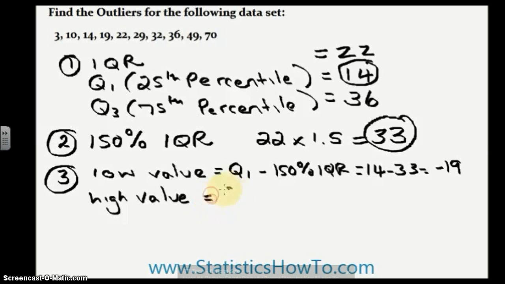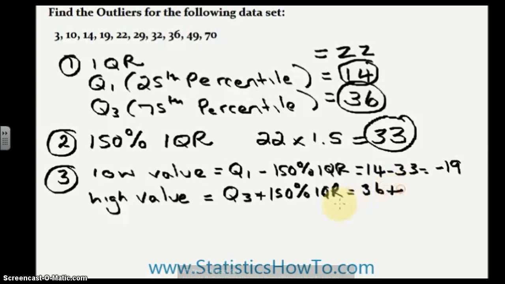And for my high value, I take Q3 plus 150% of my IQR. Again, we've already figured these out. Q3 is 36. Add 150% of my IQR. So I'm going to add 33 this time to get 69. So there I have my lower value and my upper value.